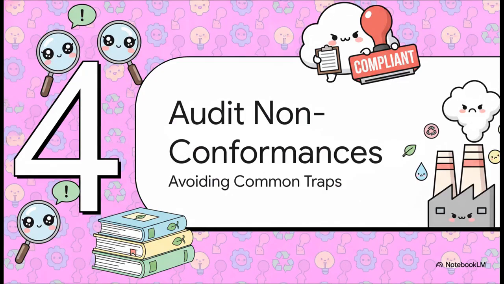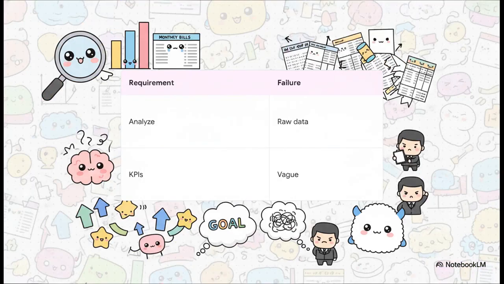Which brings us to Section 4, common audit nonconformances. So, what actually happens when organizations fail this analysis under the strict, investigative eyes of an ISO 14001 lead auditor? Well, the most glaring systemic failure is presenting raw, unanalyzed data to management during reviews. If your requirement is to analyze trends, but your common failure is just handing the boss a massive spreadsheet of monthly energy bills, you're absolutely going to get a nonconformance. Auditors expect insights and strategic interpretation, not just a data dump.